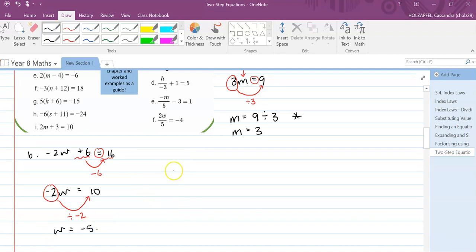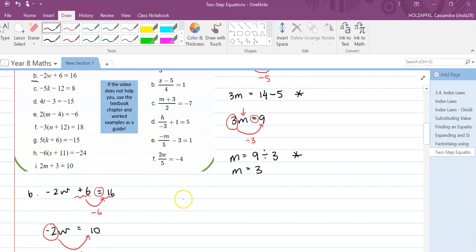Let's do another example. Let's do question C here. Negative 5k minus 12 is equal to 8. The first thing we're going to do is find our family members. Next thing we're going to do, we're going to bring our family member over the bridge, and when we do that, it's going to turn into its opposite.